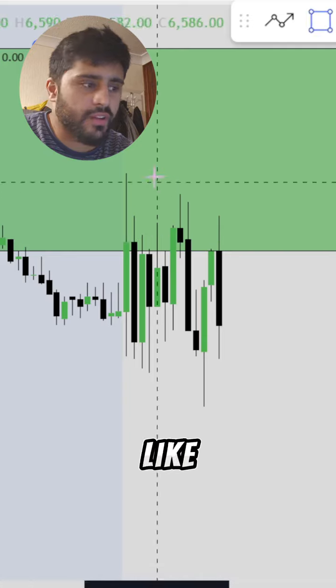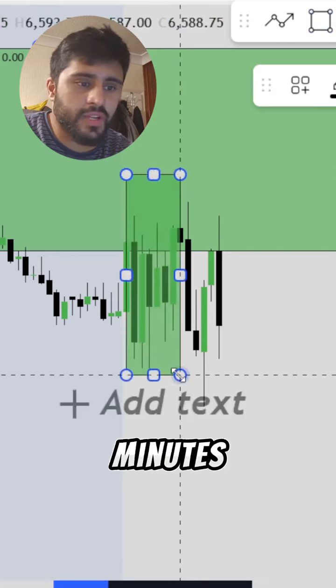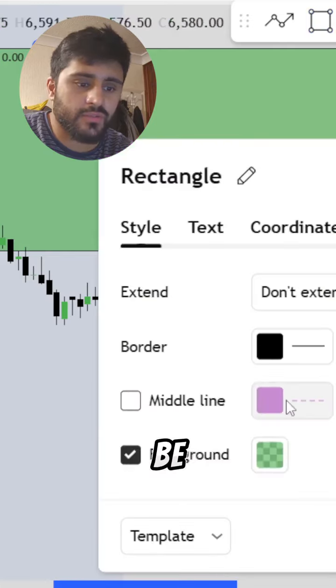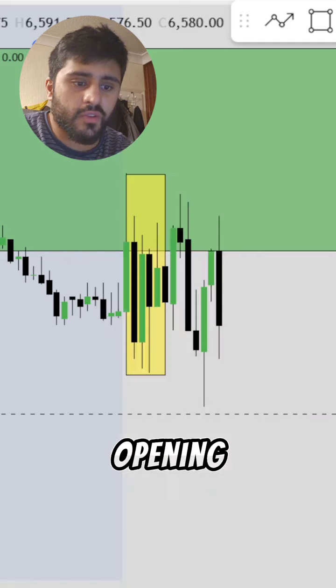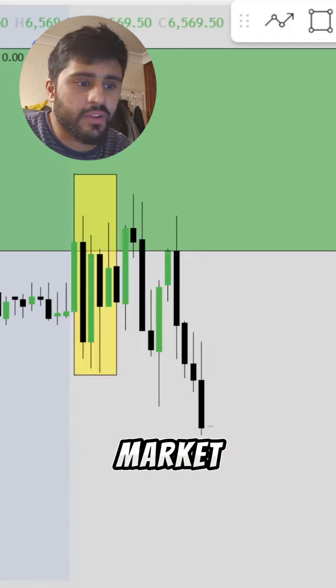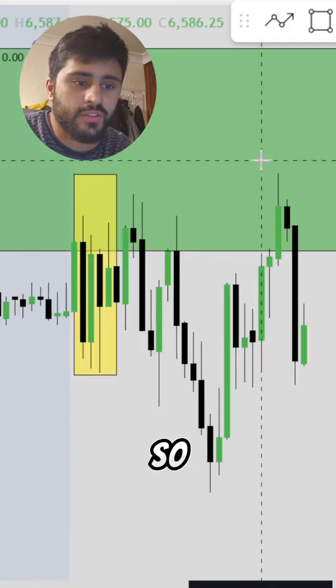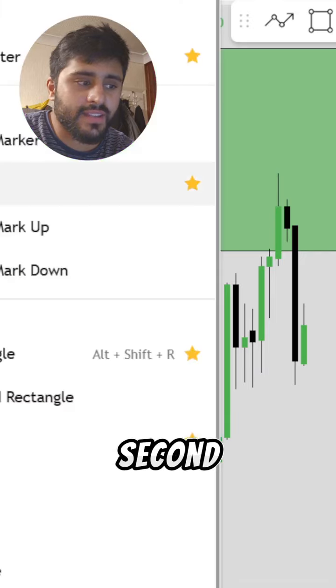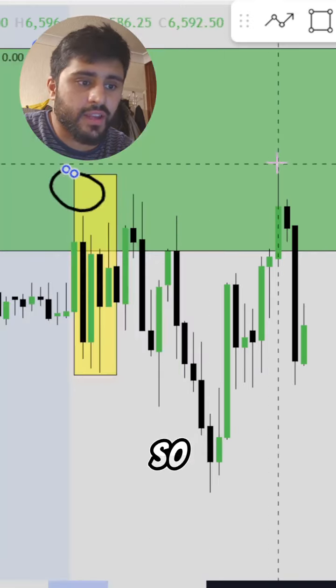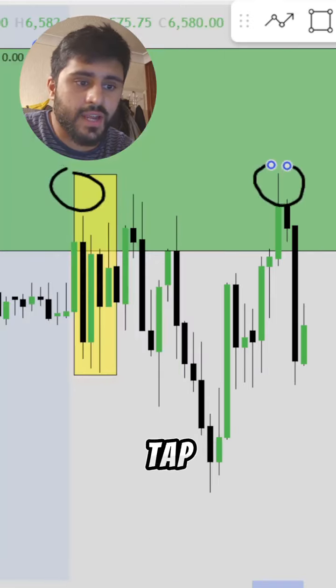Again, what I like to do is mark out the first 5 minutes as an opening range. So this would be the first 5 minutes, the opening range, and I'm looking to see how the market reacts with this opening range. Again, this is now the second tap into the POI. This is tap one, this is now tap two.